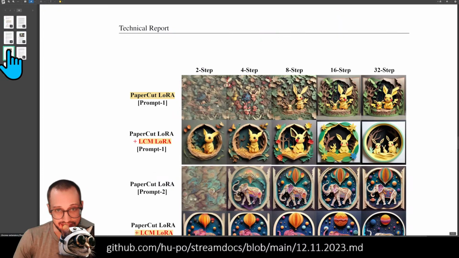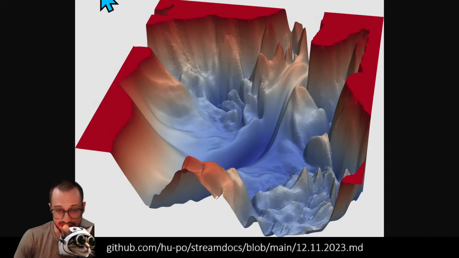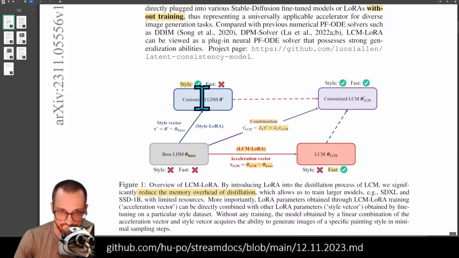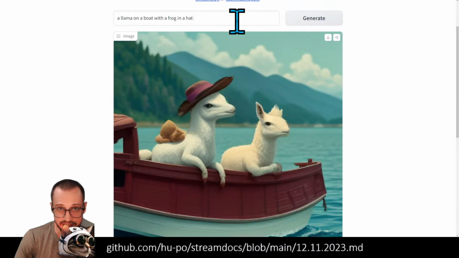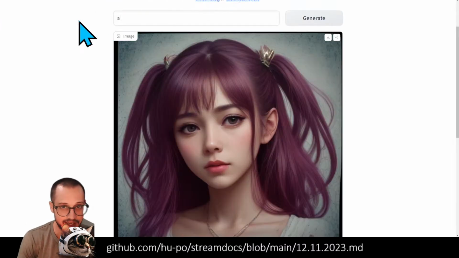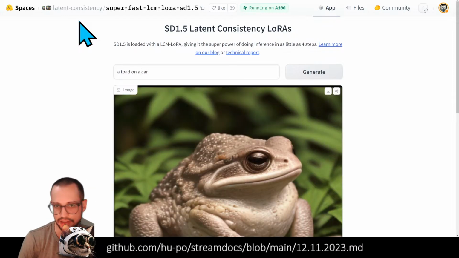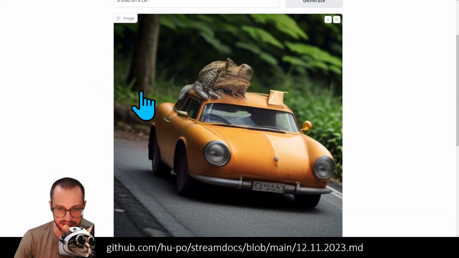And what that does is it allows you to do diffusion models that now work in fewer steps, as you can see here. And because it's now a little LoRA, that means you can combine it with other LoRAs, right? So you can combine it with a LoRA that you have for a specific style. So you can combine this LoRA, which just makes your diffusion model faster by having it work in fewer steps, with a LoRA that has a specific style. And what that results in is this demo, which I highly recommend people try, a toad on a car. How about that? It's super fast. It's super cool and clever. But yeah, very nice little cool paper.